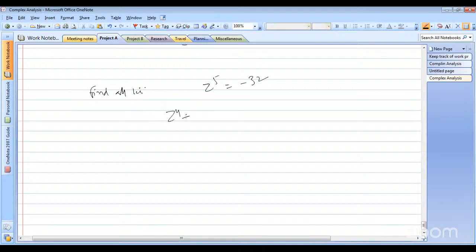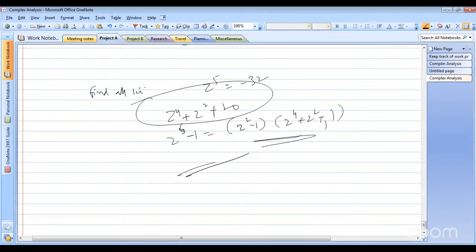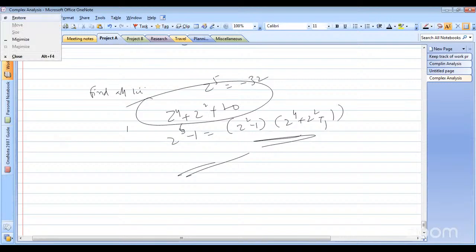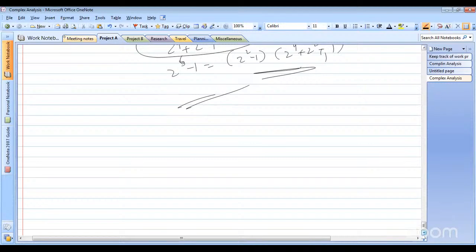Next, find all the solutions of z^4 + z^2 + 1 = 0. Consider the identity z^6 − 1 = (z^2 − 1)(z^4 + z^2 + 1). This is how the factor z^4 + z^2 + 1 comes in. So the solutions of z^4 + z^2 + 1 = 0 are what we need.